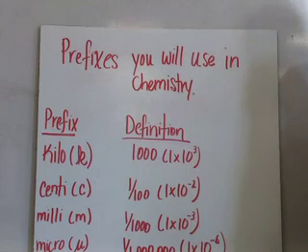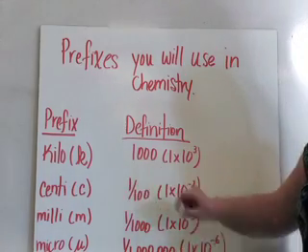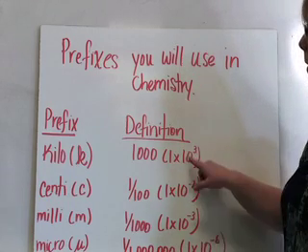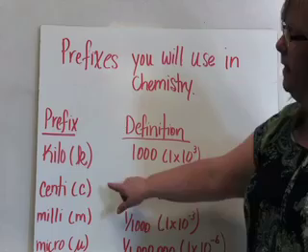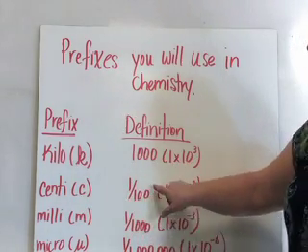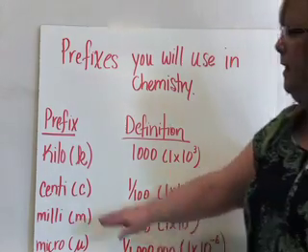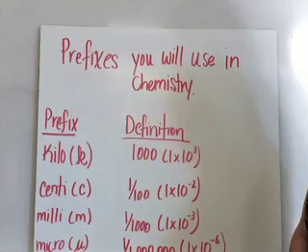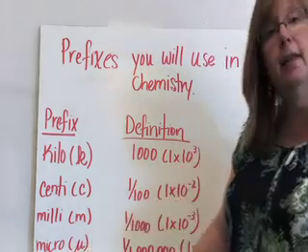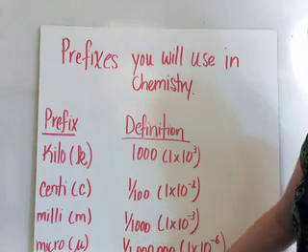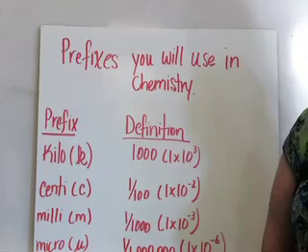These are some common prefixes that we're going to use in chemistry. So kilo, and its abbreviation is a lowercase k. Its definition is 1,000, or 1 times 10 to the 3rd. Centi, lowercase c, it's 100th, or 1 times 10 to the negative 2. Milli, its abbreviation is a lowercase m. It's 1/1000th, or 1 times 10 to the negative 3rd. Micro has this Greek letter mu, and it's 1/1,000,000th, or 1 times 10 to the negative 6th.